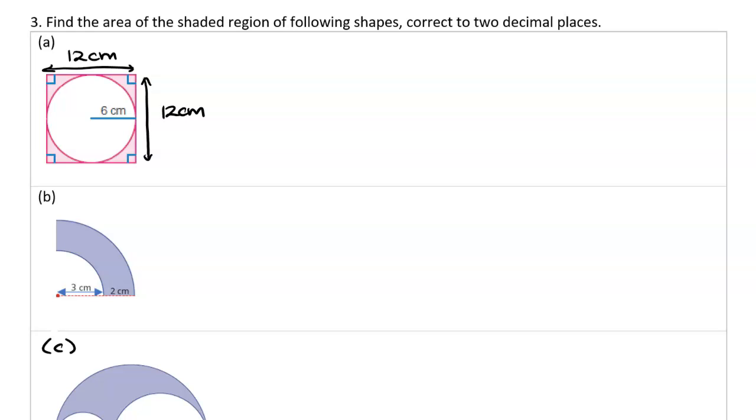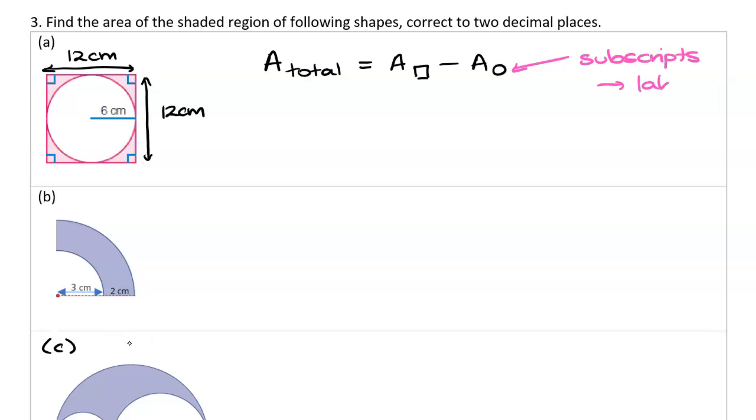So it looks like for our total area, we're going to do the area of, this is a square because its side lengths are the same, minus the area of a circle. What I've written down here, these are called subscripts. And these are just labels that we put. So that's just telling us the area of the square minus the area of the circle, just because we can't be bothered writing the whole thing.